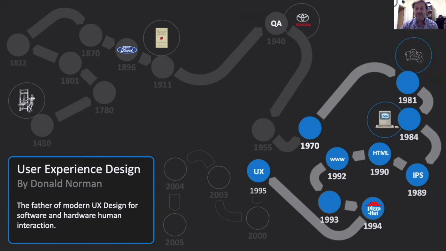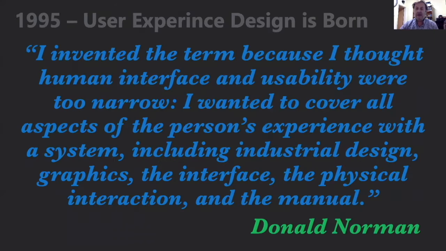In 1995, human-machine interaction evolved into the holistic user experience, which refers to the broader understanding of interfacing with a machine. The term was created by Donald Norman, encompassing the overall experience of software and the computer as a complete package. I invented the term because I thought human interface and usability were too narrow. I wanted to cover all aspects of a person's experience with the system, including industrial design, graphics, the interface, the physical interaction, and the manual.